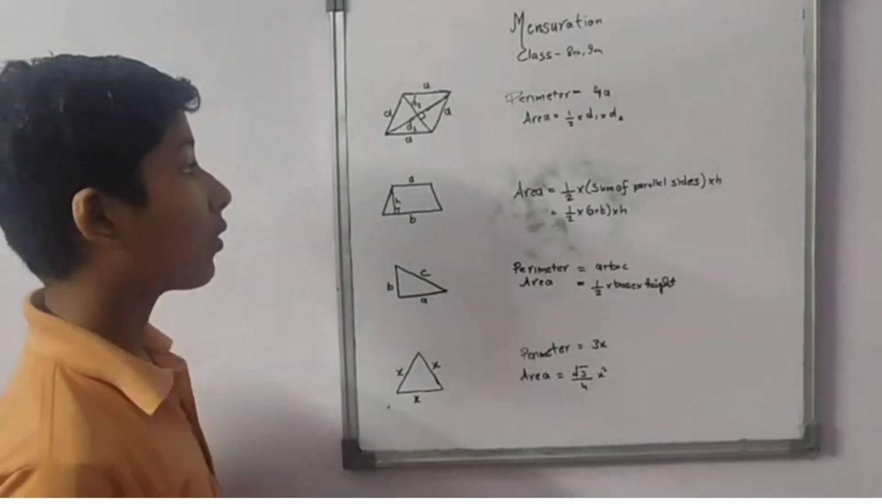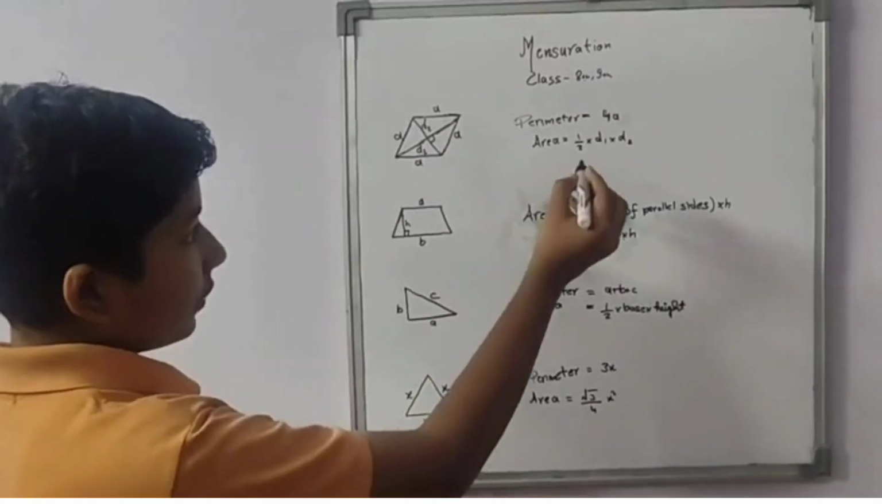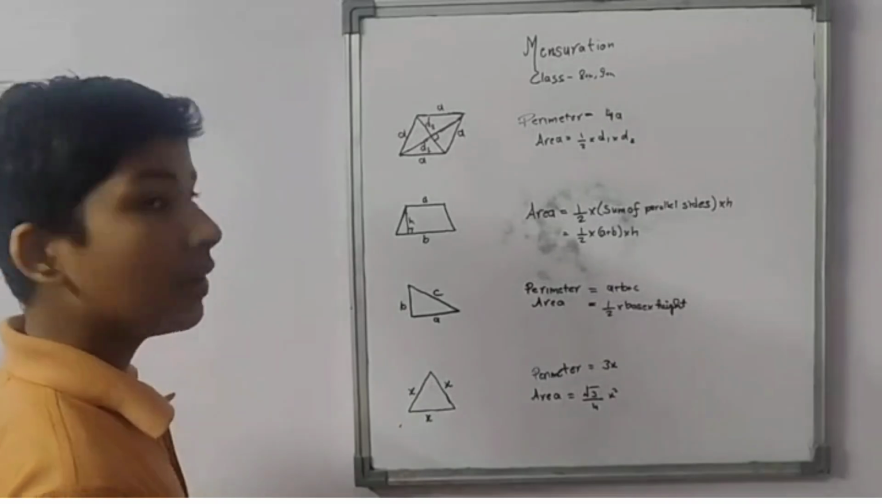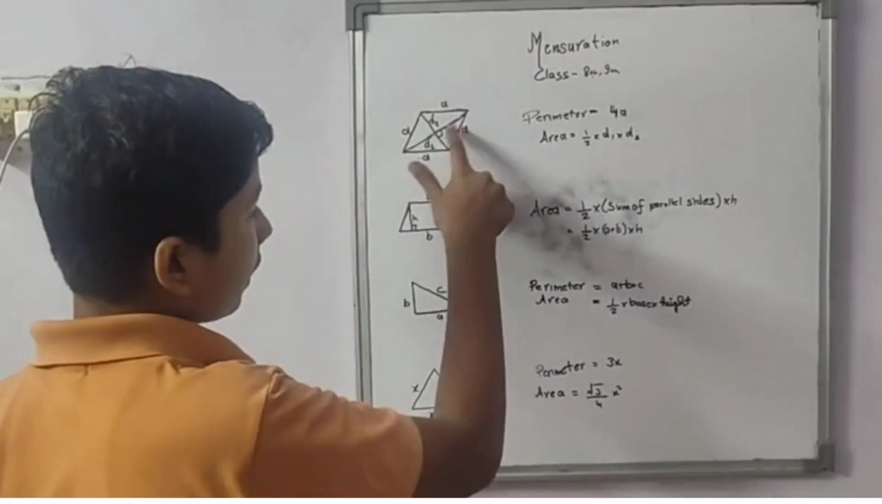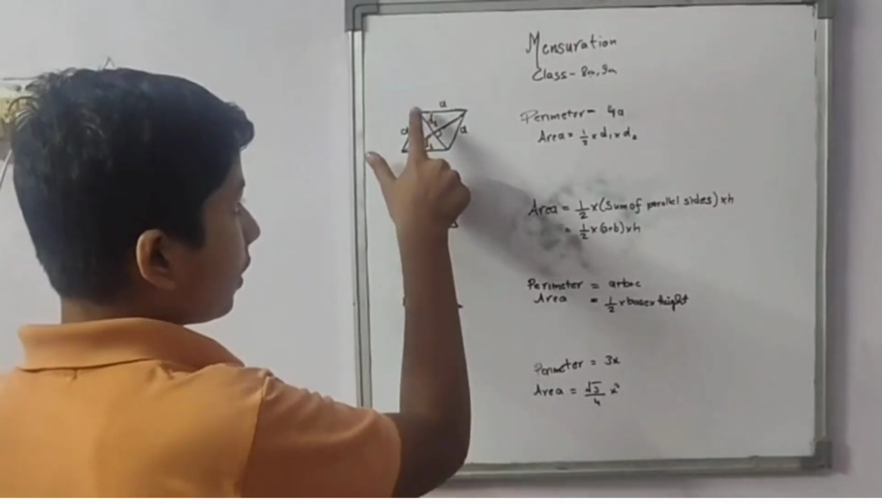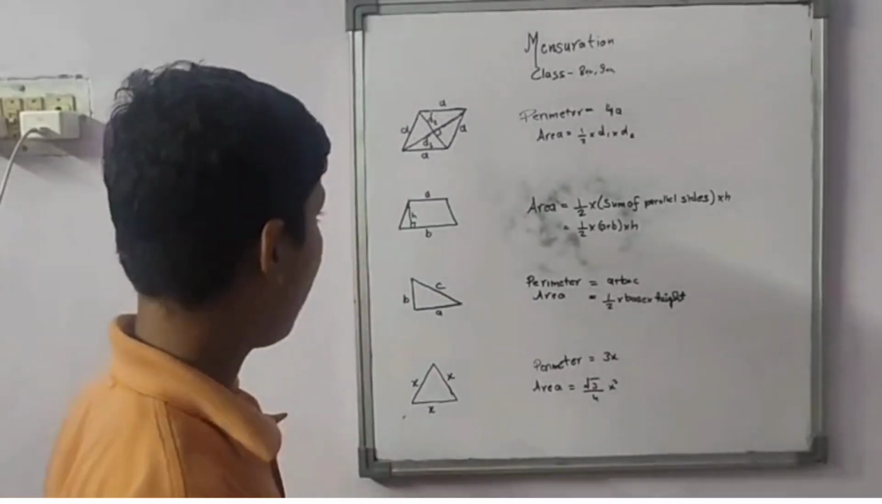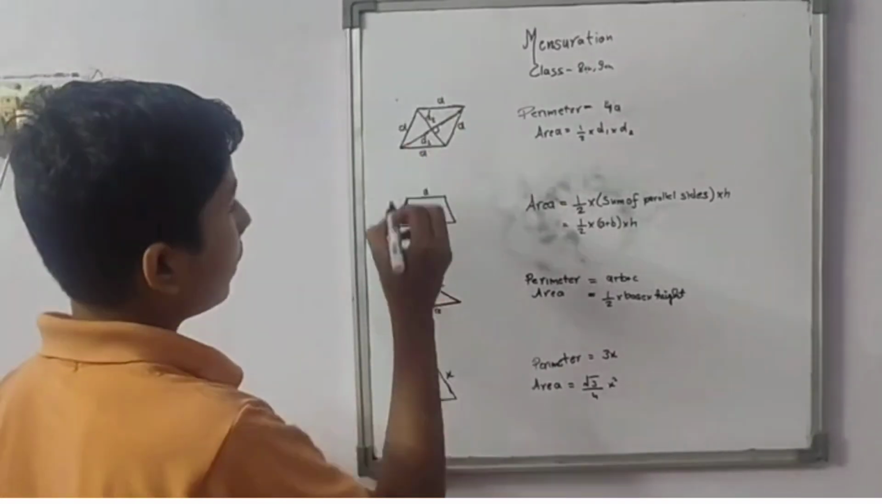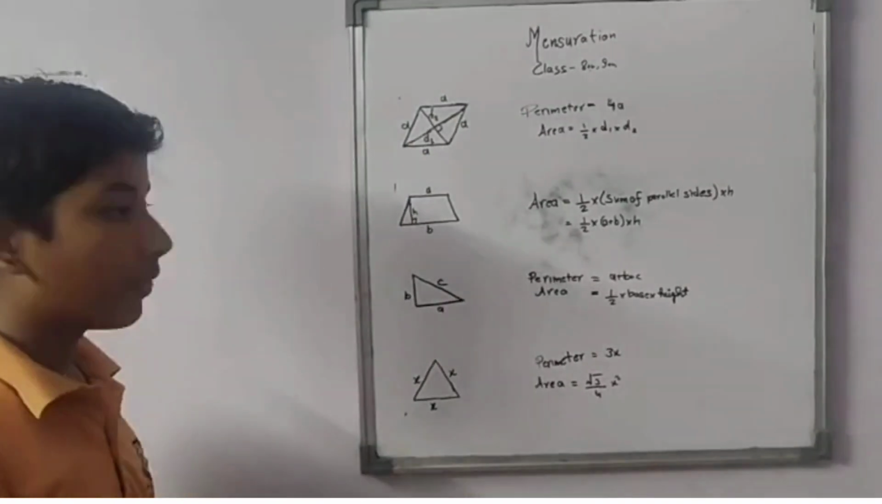It won't be a square, it will be half into d1 into d2. What is d1? d1 is this longer diagonal and d2 is this shorter diagonal. So this is a rhombus. Now let's come to this figure.